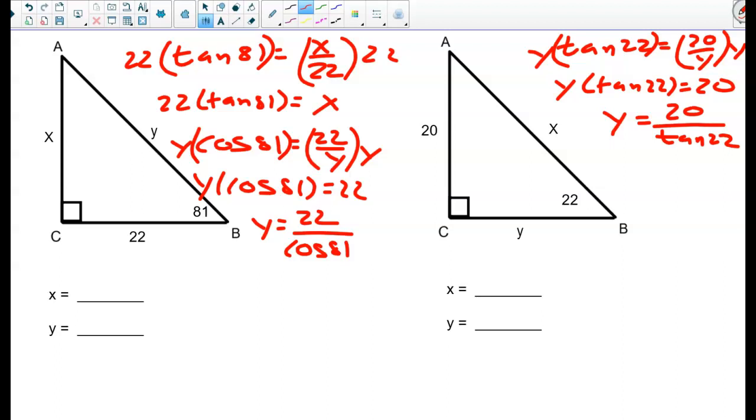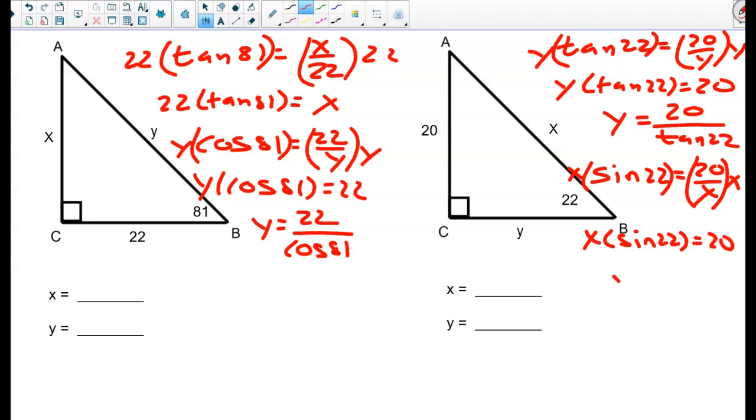That's your y. For your x, the sine of 22 equals 20 over x. We're going to multiply both sides by x. X times the sine of 22 equals 20. And x equals 20 divided by the sine of 22.